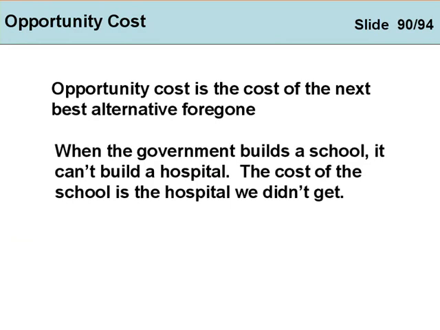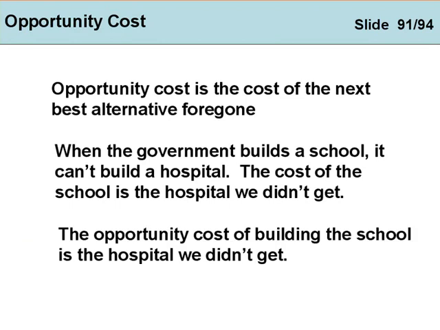When the government builds a school, it can't build a hospital. It used the money to build a school, let's say. The cost of the school is the hospital we didn't get. That's the real cost of the school. We can't have both, we can't afford both. You must have one, so we have to give up the other one. The opportunity cost of building the school is the hospital we didn't get. It's like the regret. It's the next best alternative we've given up.